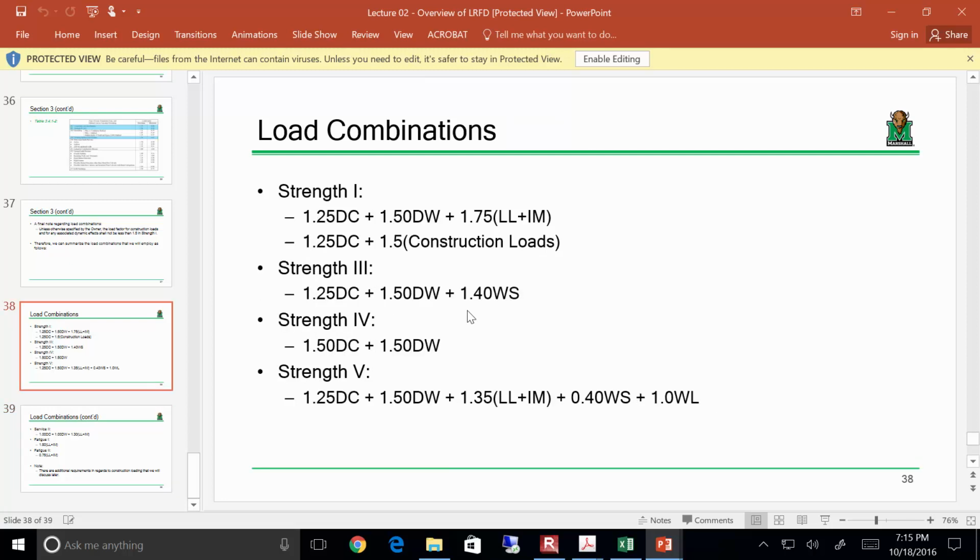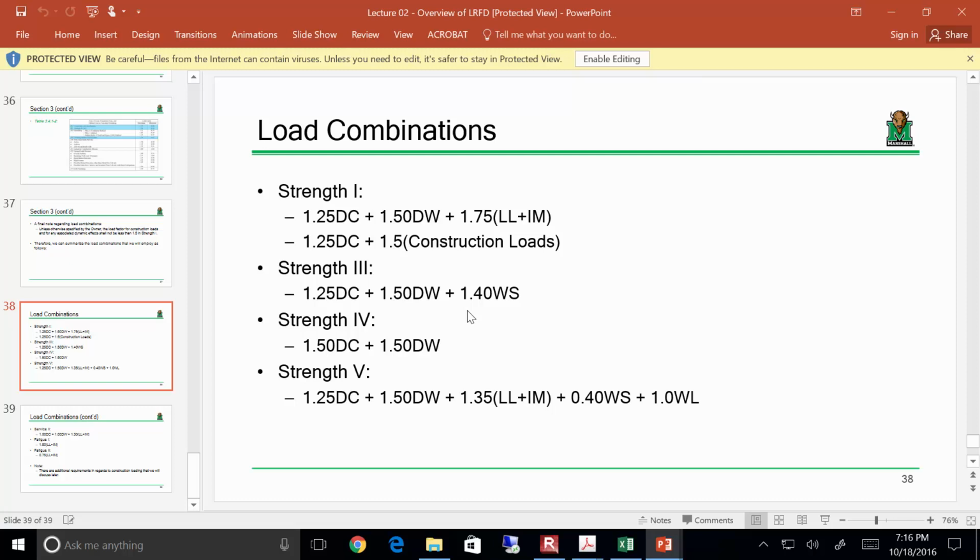Remember I said when we start doing load combos, you probably want to put a star on this slide because this is a slide we really are going to want to care about. Remember that? Well, we're going to go back to this now because we're doing a service limit state check. We probably need to look at the service limit state.